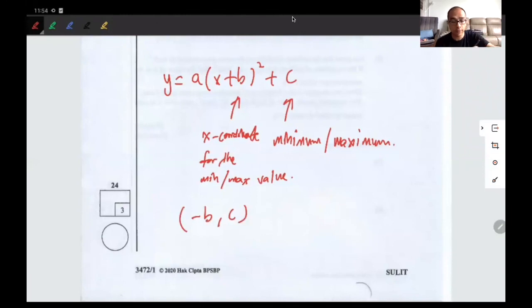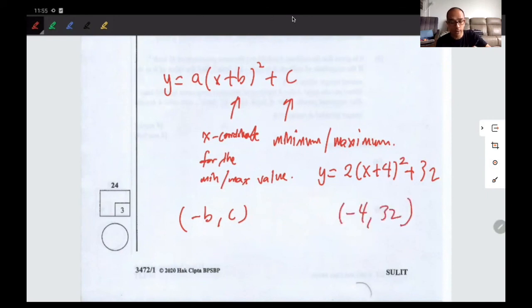That's this one. So if your equation is y equals 2(x plus 4) squared plus 32, the minimum value is 32. Oh, sorry, maximum, whatever. Minimum or maximum value is 32 when x equals negative 4. So the coordinate is negative 4 and 32, this kind of coordinate. I'll call it maximum. No, this is minimum, sorry. Negative 4 and 32, somewhere up here. Okay, this is the minimum value.